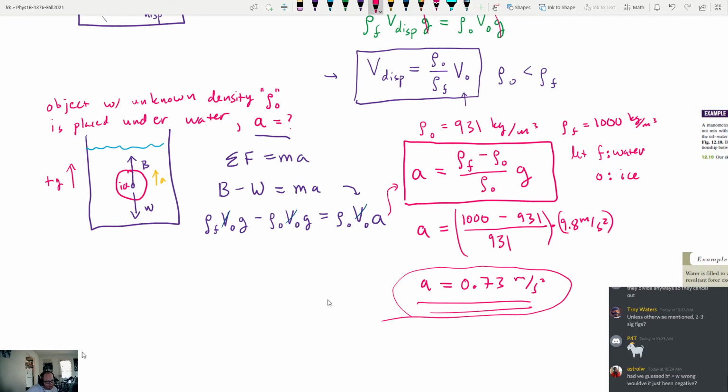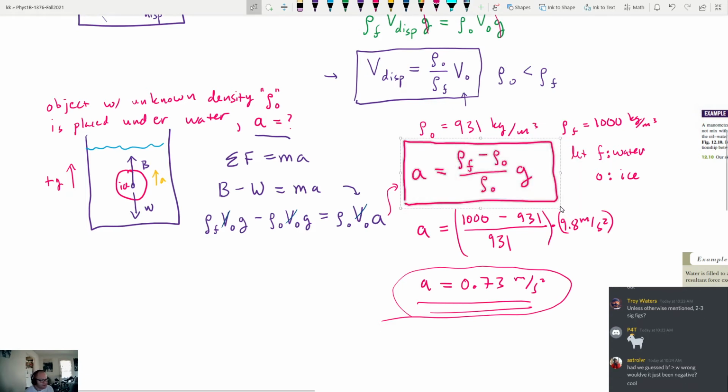Okay. Had we guessed before that the buoyant force was greater than the weight, it would have just been negative. And that's one of the good things about this equation: if you were to use an object that had a density greater than the density of water, what would happen to this equation if the density of the object is greater than the fluid density? It will just switch the sign, right? If we chose something that had a density of 1500, for example, then our answer would have just been negative, right?